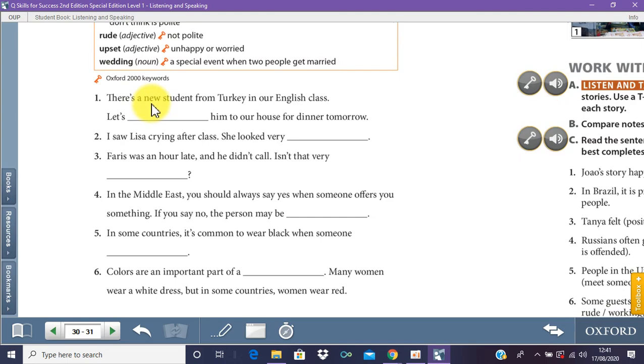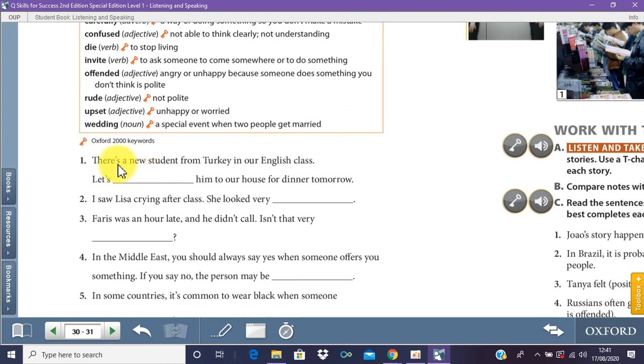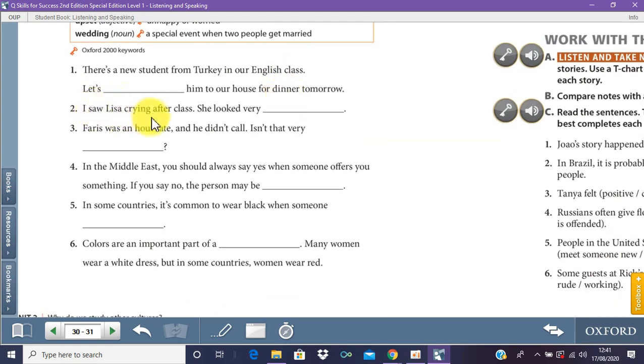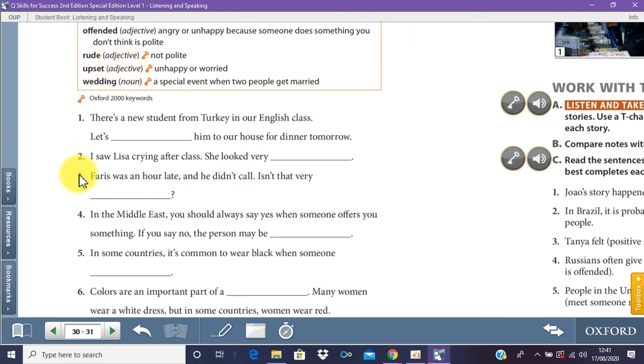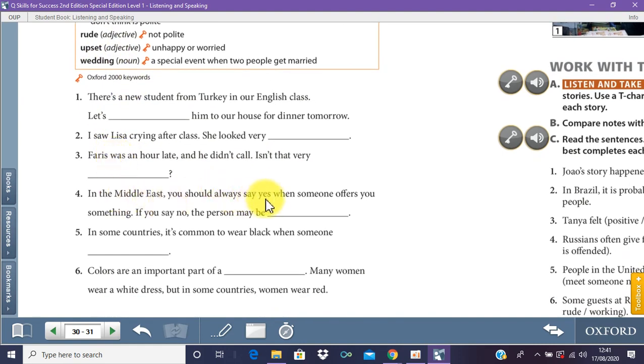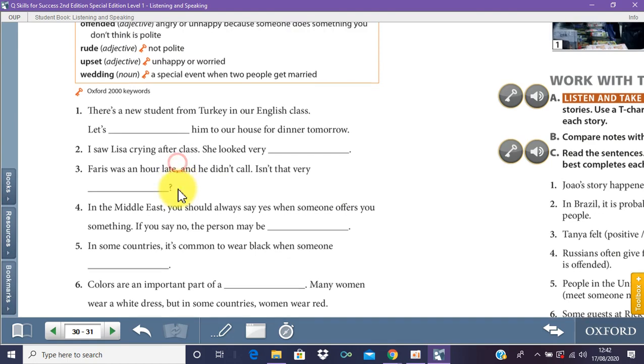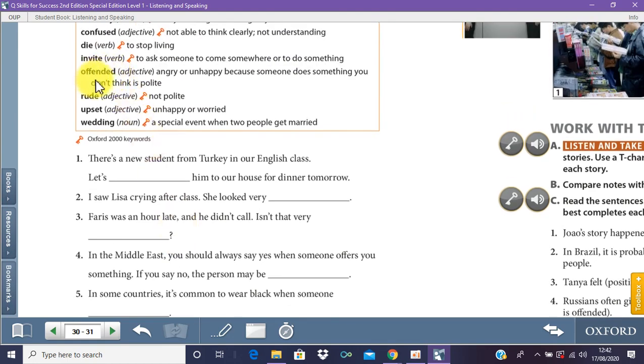Okay, we're going to run through the answers very quickly with you. So, there's a new student from Turkey in our English class. Let's invite him to our house for dinner tomorrow. Number 3, I saw Lisa crying after class. She looked very upset. Number 3, Ferris was an hour late. He didn't call. Isn't that very? The answer should be rude. Number 4, in the Middle East, you should always say yes when someone offers you something. If you say no, the person may be, the answer should be offended. They're very offended, okay? They might be offended.